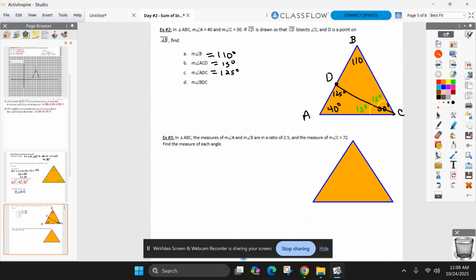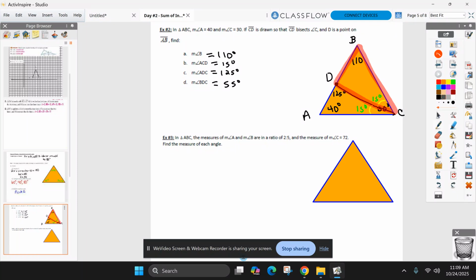55. Okay, let me ask you, how did you find the 55? I just did 125 plus 15. Good. Or 180 minus 125. So here's what Gianna used. Hey, I'll now use that triangle where I know 2 angles and I'll find the third.